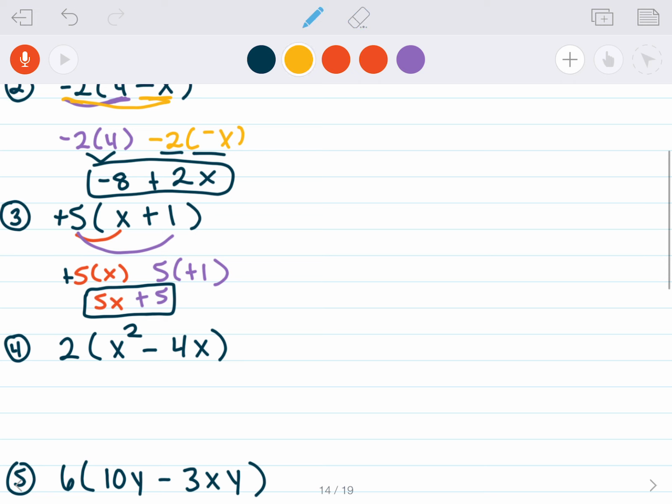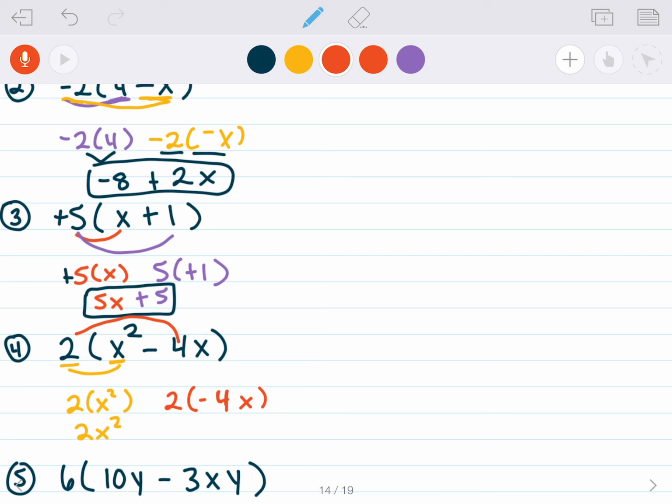Okay. All right, so here we have 2 times x squared, and then we have 2 times negative 4x. So 2 times x squared, and then 2 times negative 4x. Okay, so 2 times x squared is simply 2x squared. There's nothing to do there.